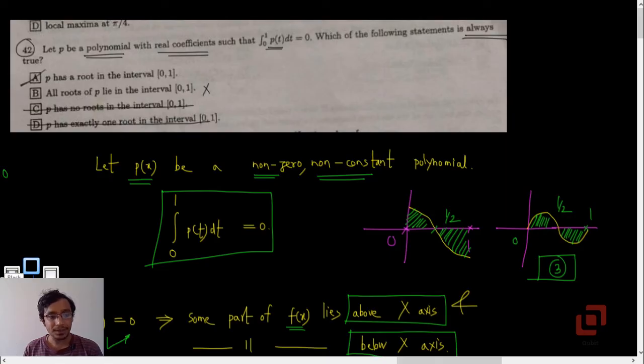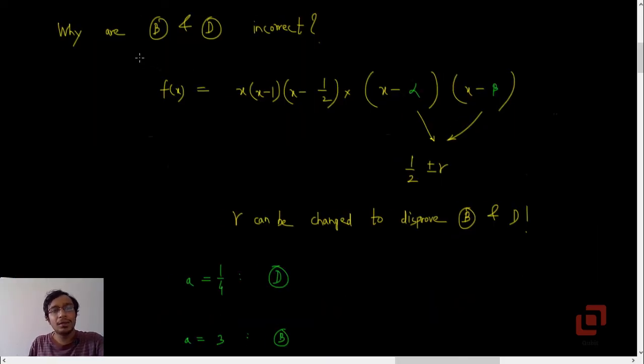So A is indeed the right option, but we need to give reasons as to why we discarded options B and D. Now these are only figures. These are not the exact polynomials, or we have not specified the equations of these polynomials. So let's do that. Now to answer the question why B and D are incorrect, I have considered this function f of x, or I should have said p of x, but anyways.